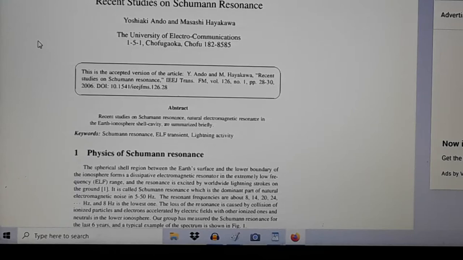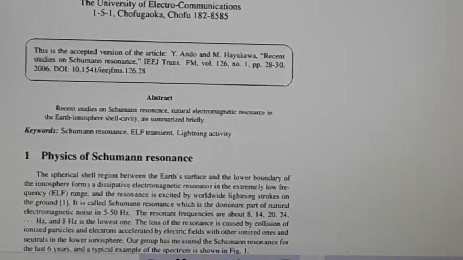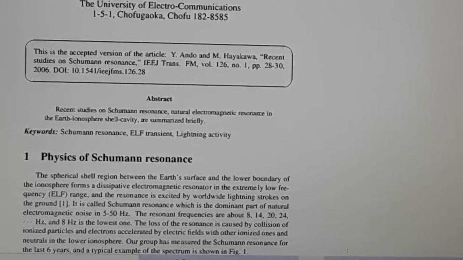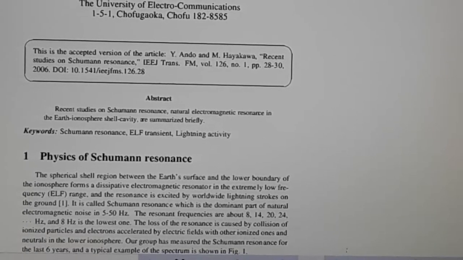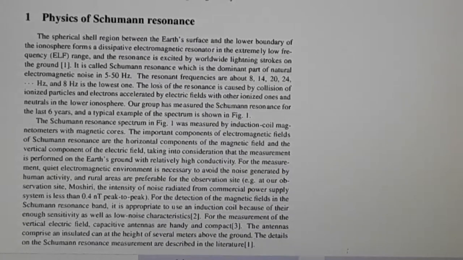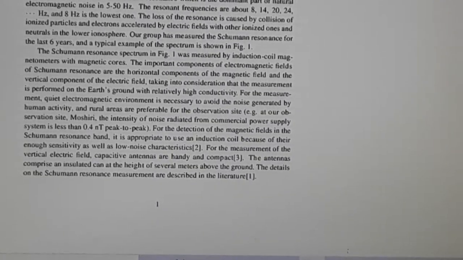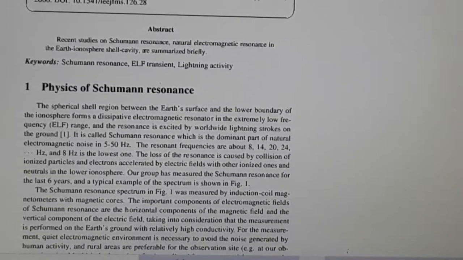Section one, physics of Schumann resonance. We're going to get to the fun part here. That's where the fun begins. Bam. Shot past it. There we go.